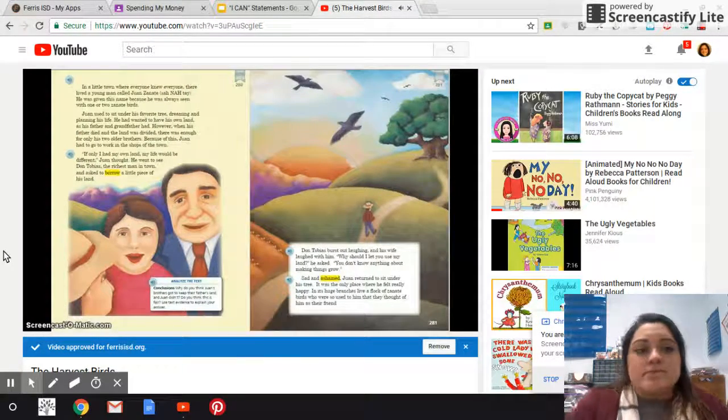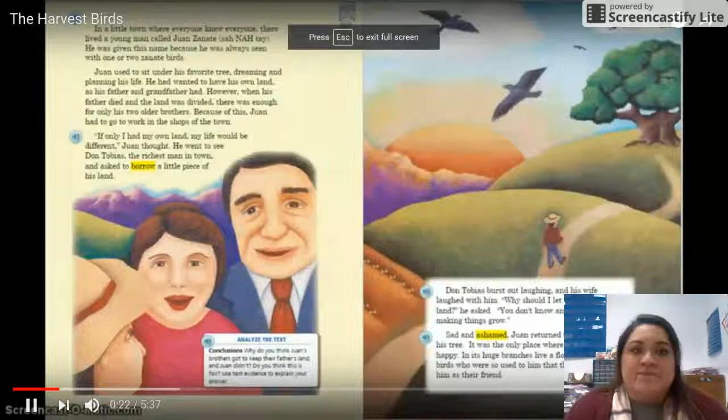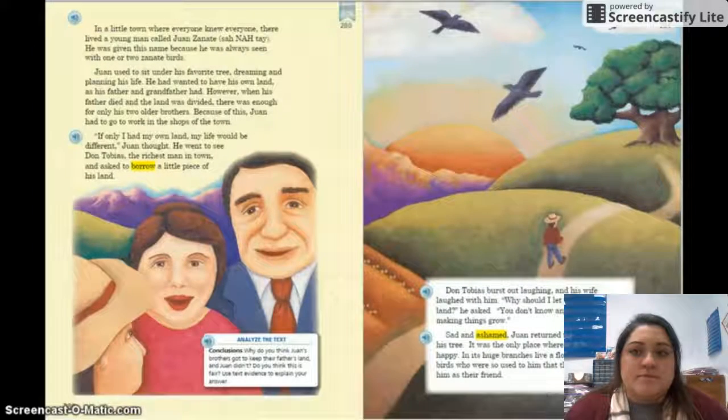In a little town where everyone knew everyone, there lived a young man named Juan Zanate. He was given this name because he was always seen with one or two Zanate birds. Juan used to sit under his favorite tree, dreaming and planning his life. He had wanted to have his own land, as his father and grandfather had. However, when his father died and the land was divided, there was enough for only his two older brothers. Because of this, Juan had to go to work in the shops of the town. If only I had my own land, my life would be different, Juan thought.